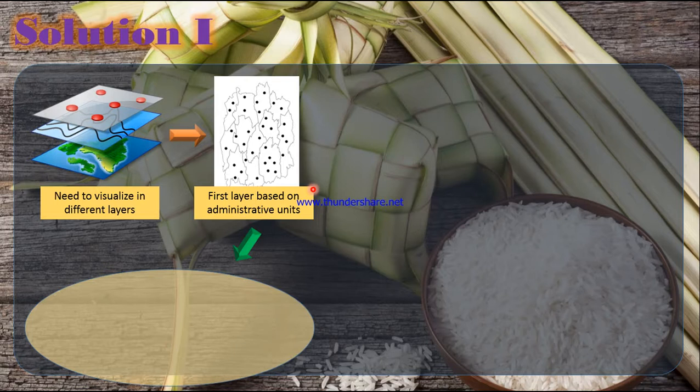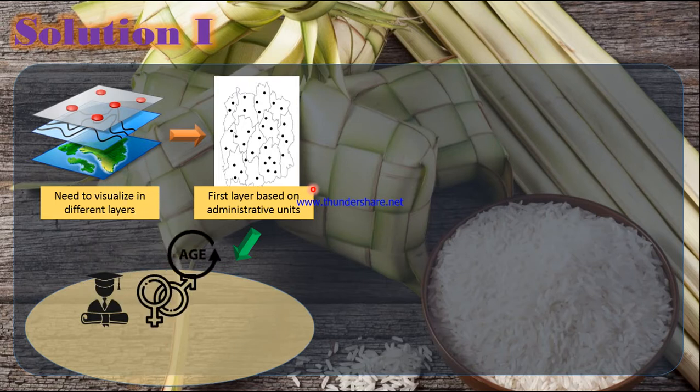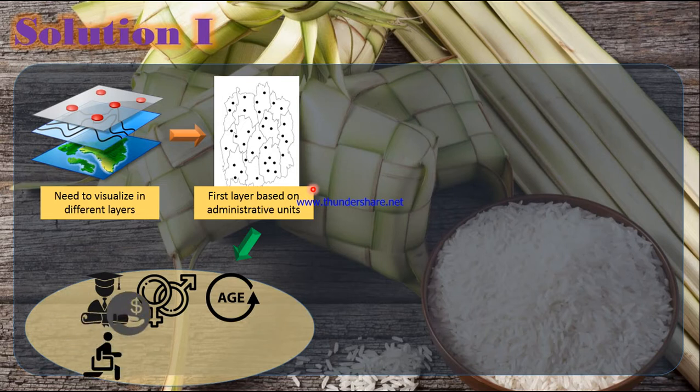The indicators that are included in this layer are education, sex, age, mobility, income, and also household.